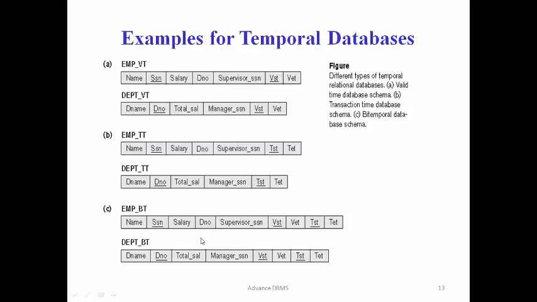See this EMP. Bitemporal database means this relational database consists of both valid time as well as transaction time. See the last columns: VST, VET, valid start time, valid end time, transaction start time, transaction end time. So from these three diagrams: A, valid time databases; B, transaction time databases; C, bitemporal databases.